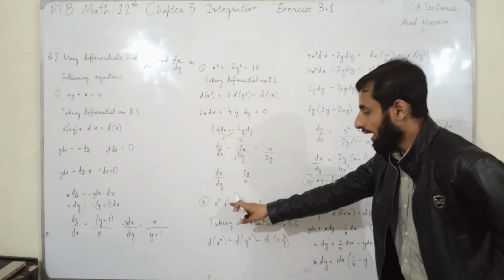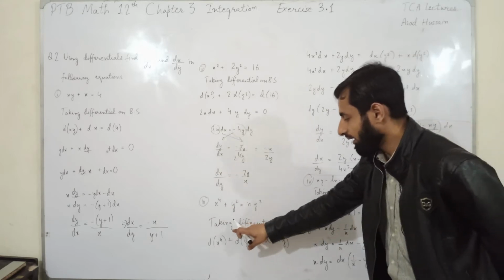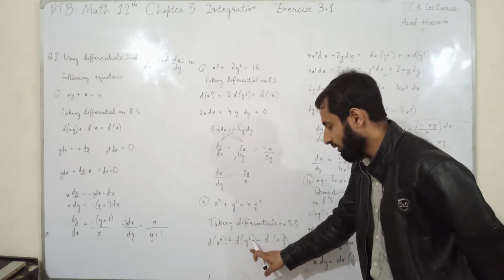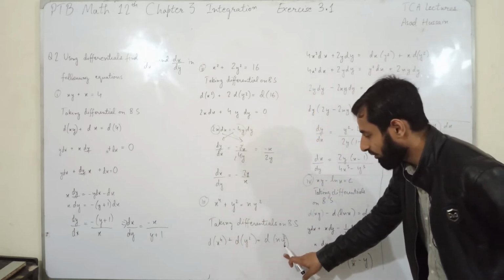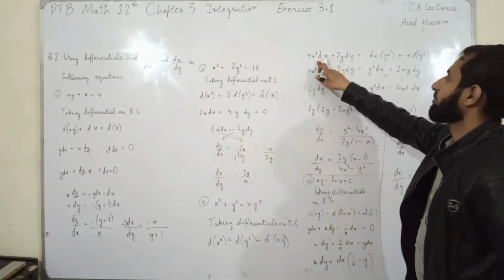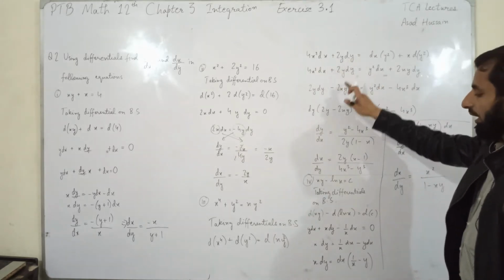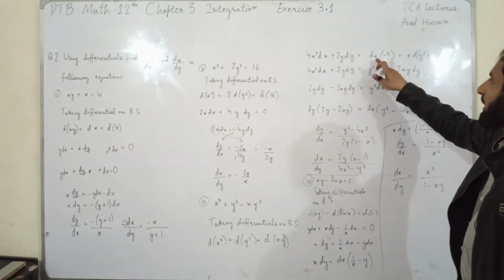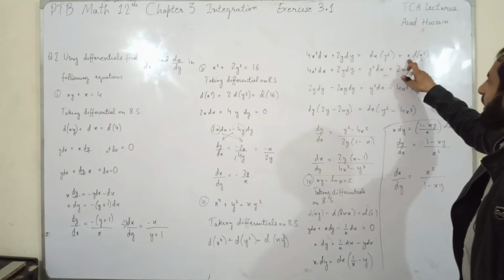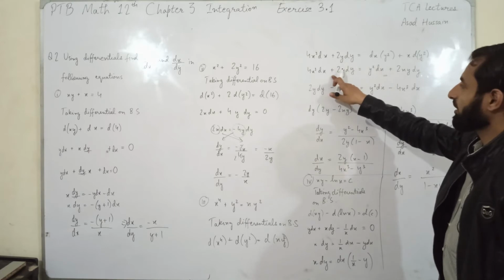Third part: x to the power 4 plus y square is equal to xy whole square. Taking differential on both sides, derivative of x to the 4, derivative of y square and derivative of xy square. For x to the 4 we will get 4x cube dx, for y square we will get 2y dy, and for xy square we will get derivative of first, second as it is, plus first as it is, derivative of second.